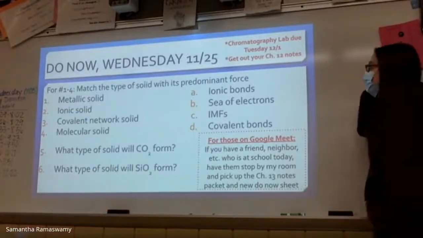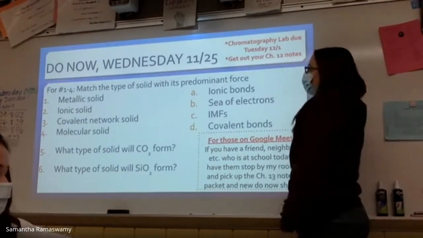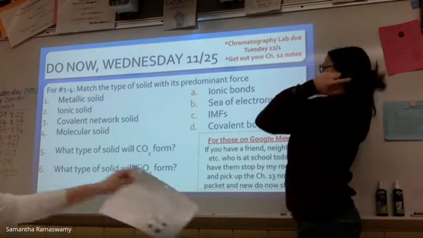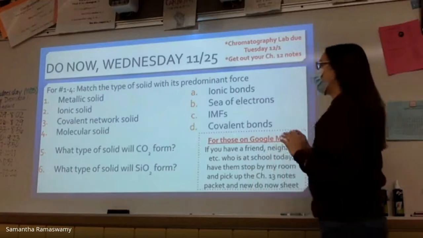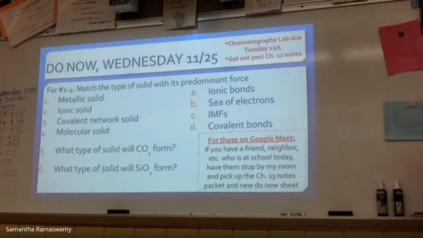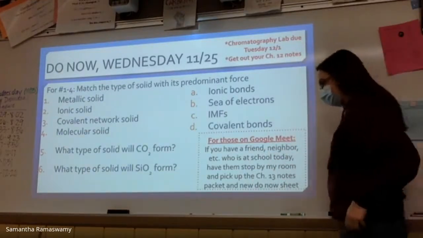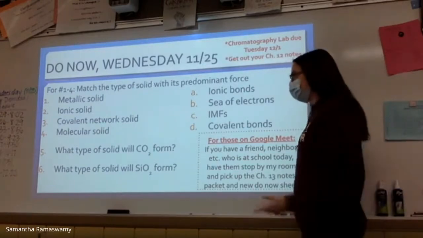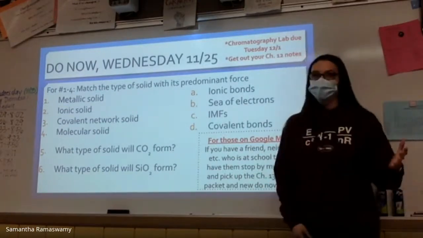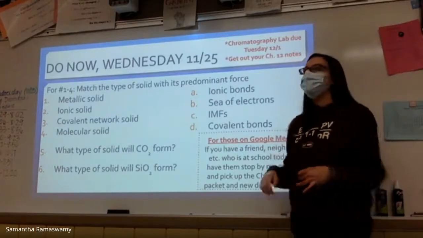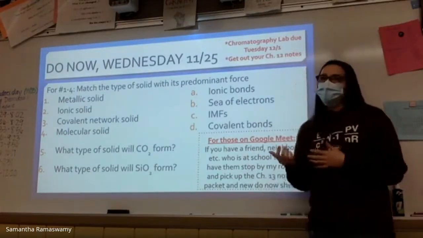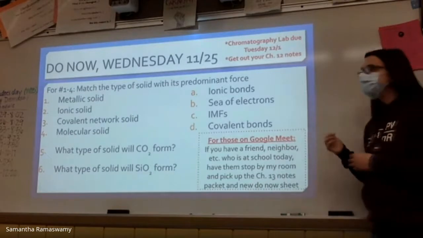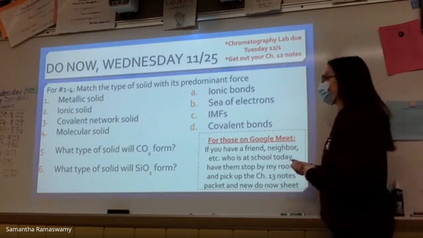Okay, so for the do now, I want to review types of solids, and then I'm going to put up a table that's from the notes, just to make sure that you've got the different types of solids down. In terms of types of solids and what you need to know from chapter 12, it's just conceptual. So you just need to know how to identify different types of solids and properties that they exhibit, which you'll see in mastering as well.